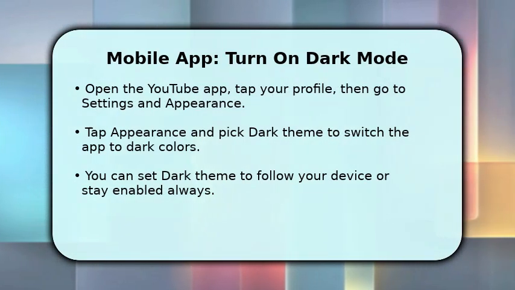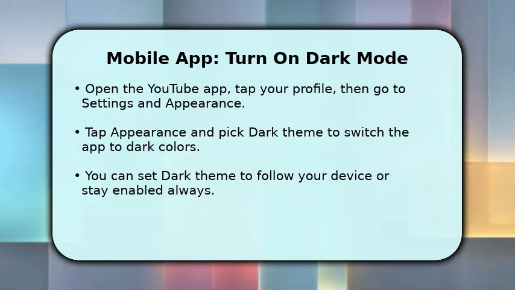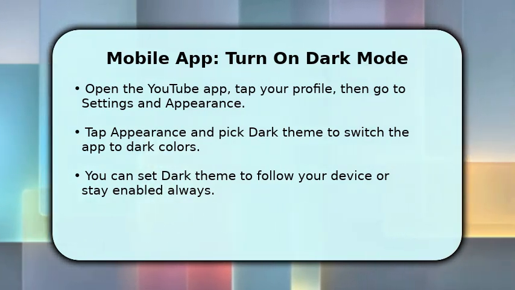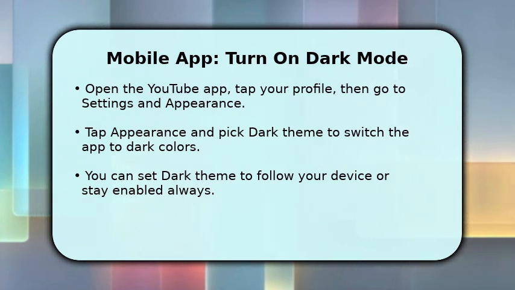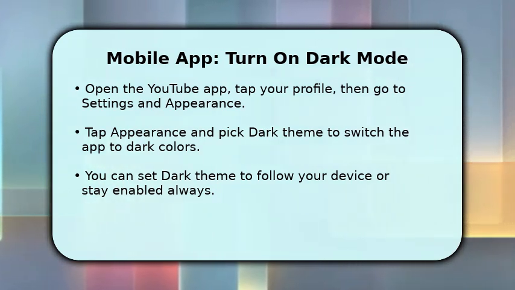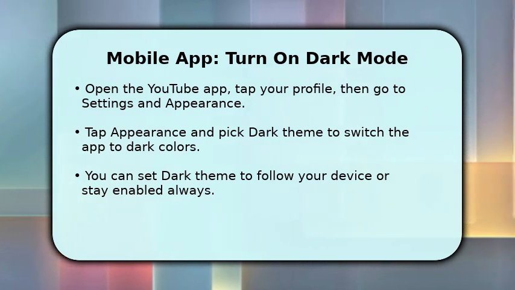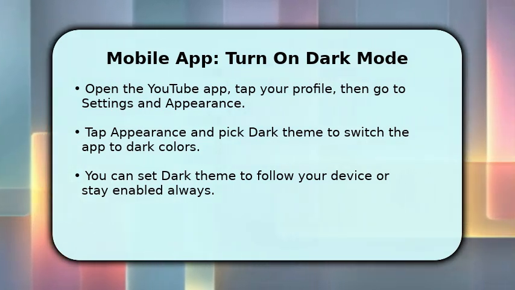Open the YouTube app on your phone and tap your profile icon. Tap Settings, then tap Appearance to open theme choices. You will see Light Theme, Dark Theme, and Use Device Theme options. Tap Dark Theme to switch the app to dark colors immediately.